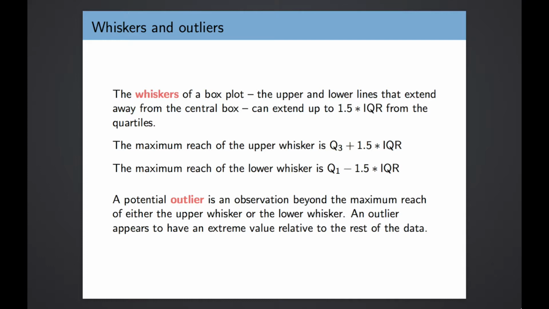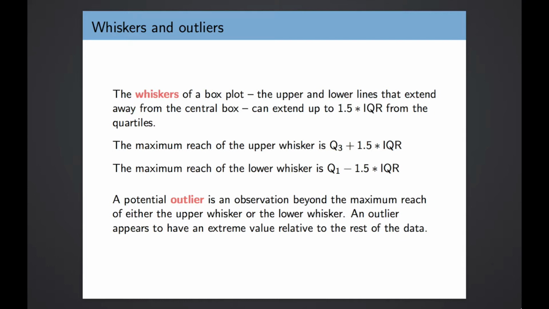That formula is 1.5 times the interquartile range. Now remember, the interquartile range is the range of the middle 50% of the data. So to find the IQR, you take the value of Q3, the line that divides the third quartile from the rest of the data, and the value of Q1, and you take Q3 minus Q1, and what's left over is the interquartile range. So the maximum reach of the upper whisker is 1.5 times the interquartile range above Q3, and the maximum reach of the lower whisker is 1.5 times the IQR below Q1.